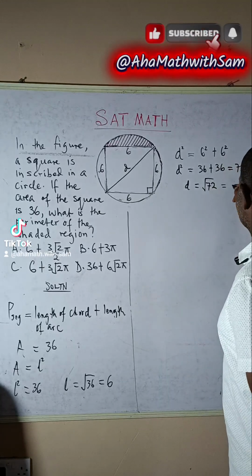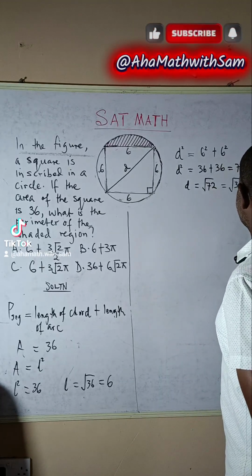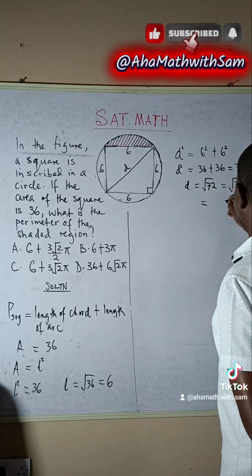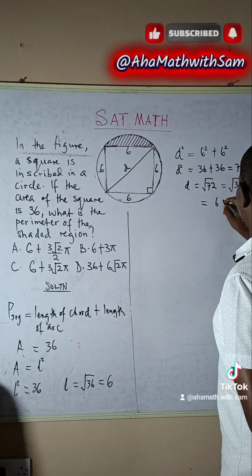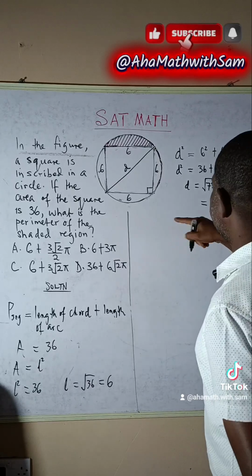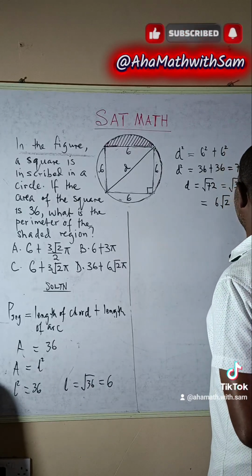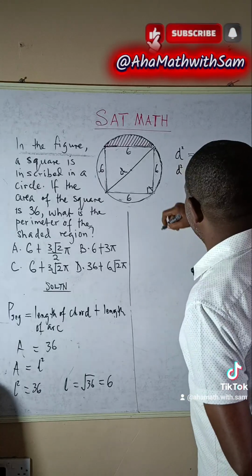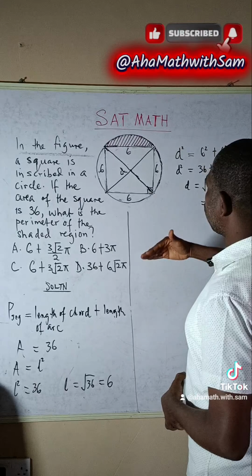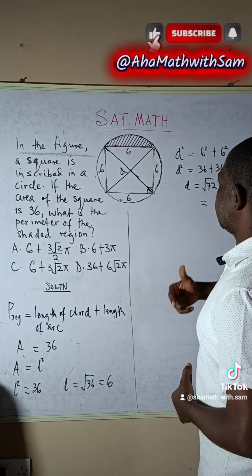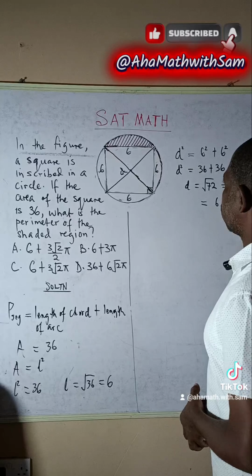So this is square root of 36 times 2. The square root of 36 is 6. The square root of 2 is just root 2. So the diameter is 6 root 2 units. Again, if we draw the second diagonal, we can fall back on the properties of the square to find the length of the arc we are looking for.